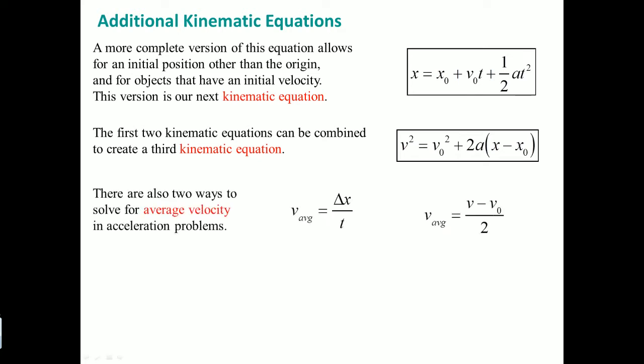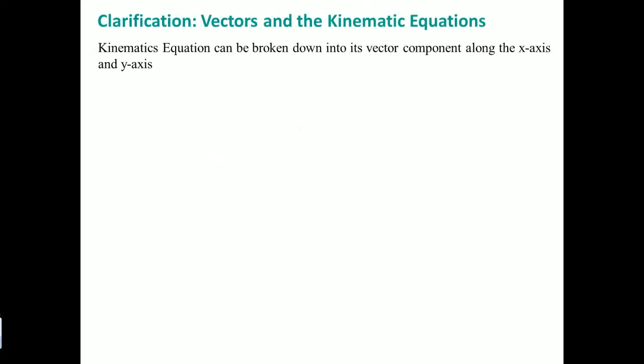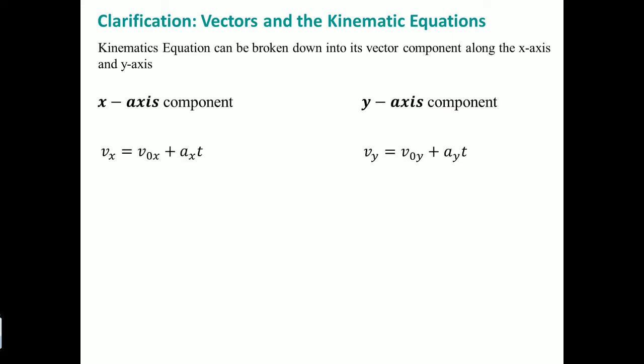There are several ways to solve for average velocity as well. These are the two ways. Vectors and kinematics equations. The kinematics equations are vector components. Therefore, they can be broken up into your x component and your y component. This is how it looks. The only difference is the subscript of x on the variables, like so.